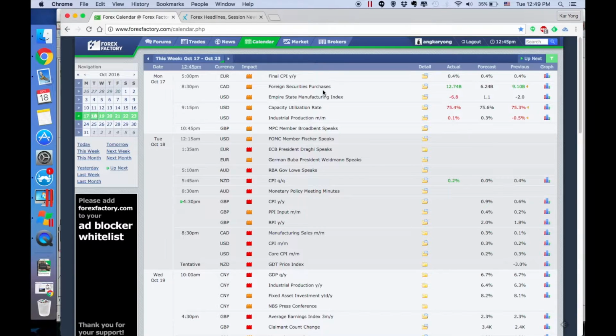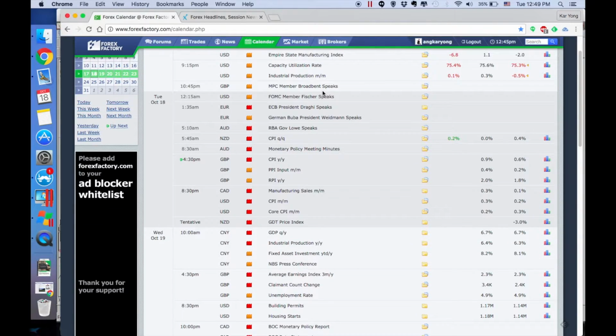Alright, so again, routine wise, we always look into some of the key events to focus on for this particular week. In the morning during the Asian session, we already have the RBA governor speaking, as well as New Zealand CPI and the monetary policy meeting minutes from Australia.